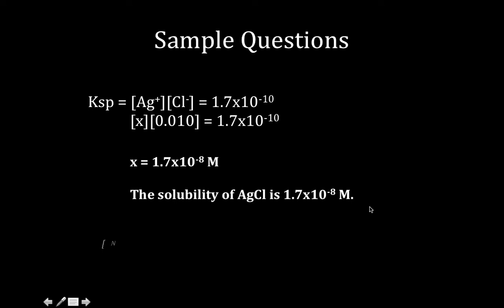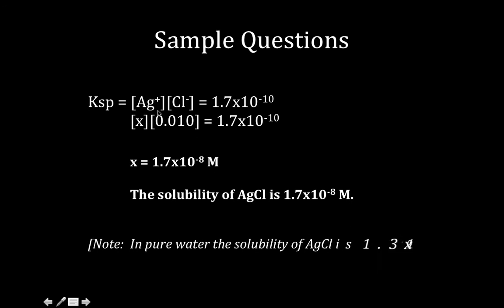Now just at the bottom, if we dissolve silver chloride in pure water, its solubility would be close to a factor of 1,000 times greater, because we wouldn't have this chloride ion concentration shifting the equilibrium to the left.